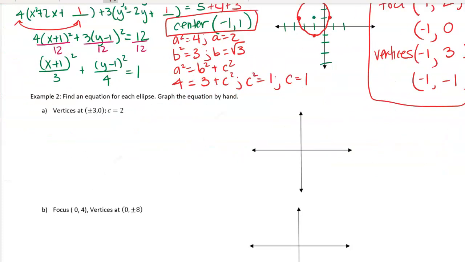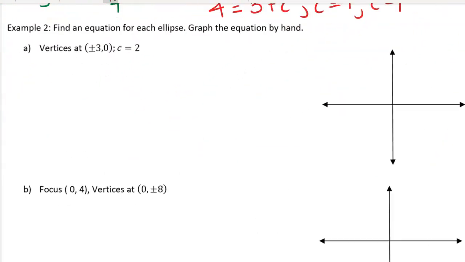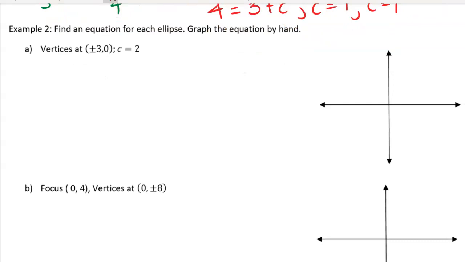Okie dokie. All right, Ali, can you help us read example 2 instruction? Find an equation for each ellipse. Graph the equation by hand. Perfect. So graph it by hand, find the equation.